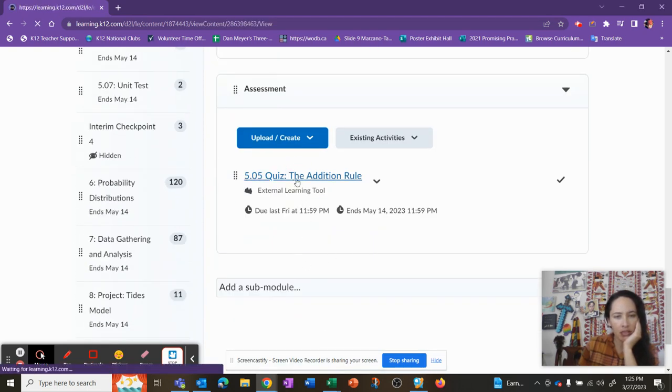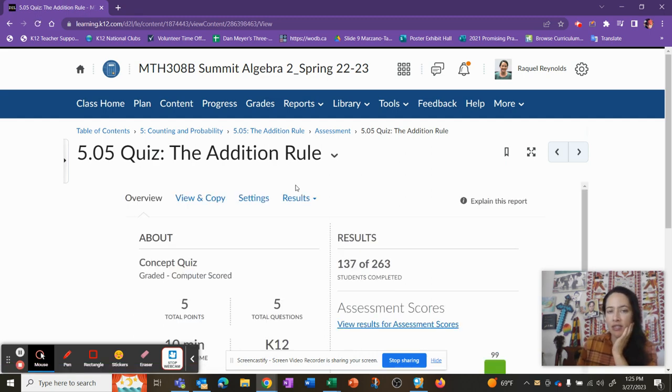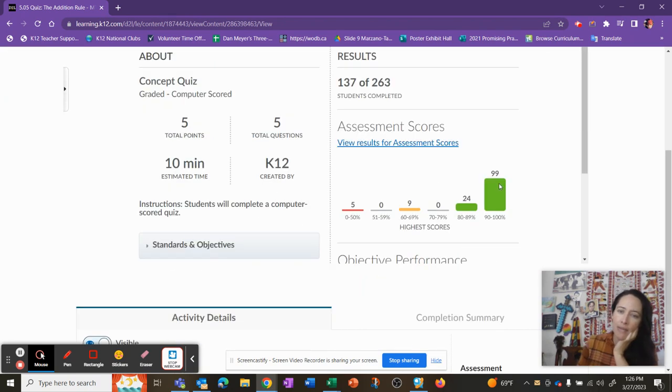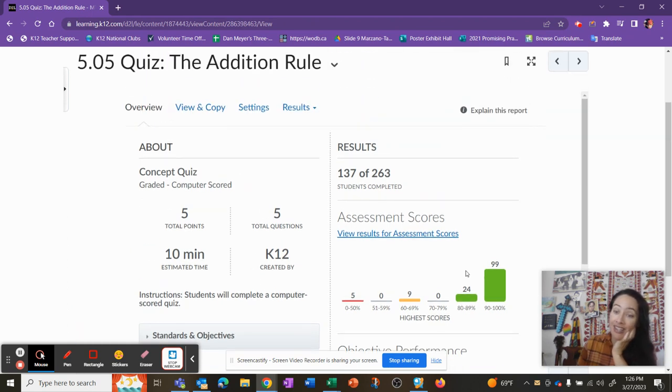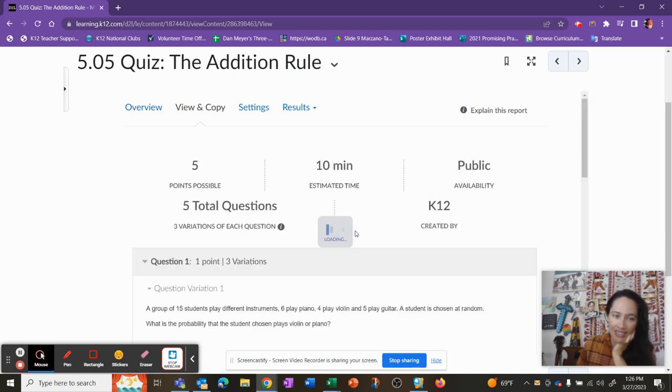All right, the addition rule. The math that you're being asked to do in this unit is very simply adding, subtracting, multiplying, and dividing either decimals or fractions. But the thinking you're being asked to do, amazing work, absolutely amazing work, it's making sense. 99, that's fantastic.